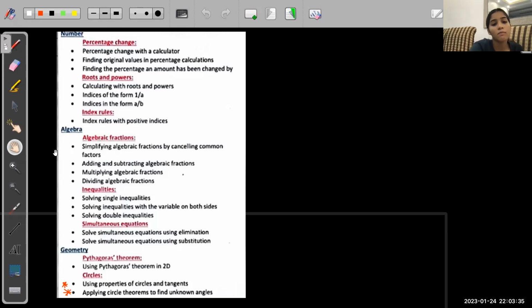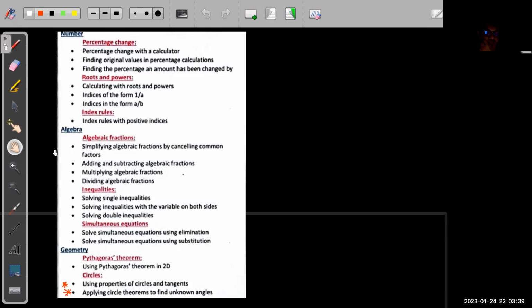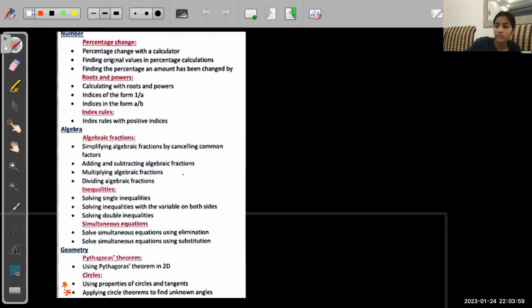Okay. Finding original values in percentage calculations. And then I think for roots and powers is indices of the form 1a, and then indices in the form of 1ab, and then index rules with positive indices. Okay, so then let me start with finding original values in percentage calculations, right? Okay, I'll give you a question from that.